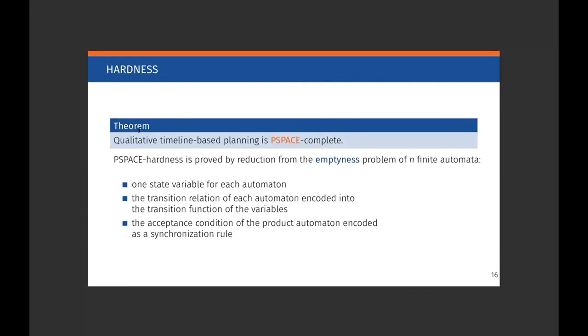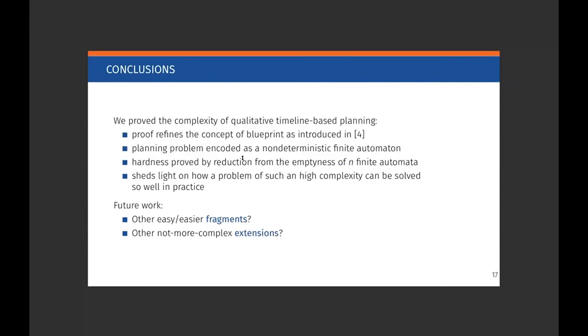Then we have the PSPACE-hardness proof, which is kind of simpler, and we prove it by reduction from the emptiness problem of the product of n finite automata. And so to conclude, we prove the complexity of qualitative timeline-based planning. The proofs are based on automata theory, and we are also refining the concept of blueprints as introduced in previous work when we prove the complexity of the general setting. So the proof refines that proof by refining the concept of blueprint to this particular qualitative setting.